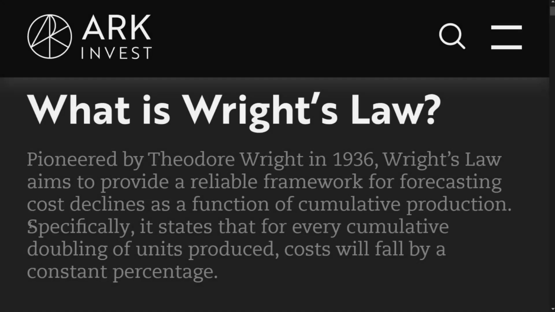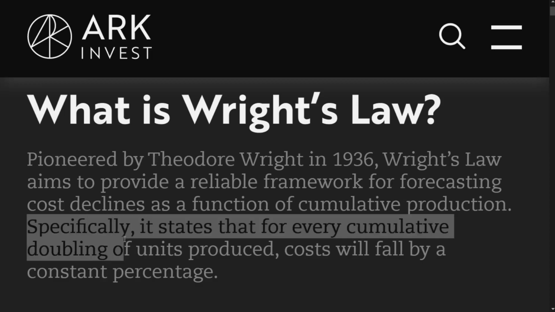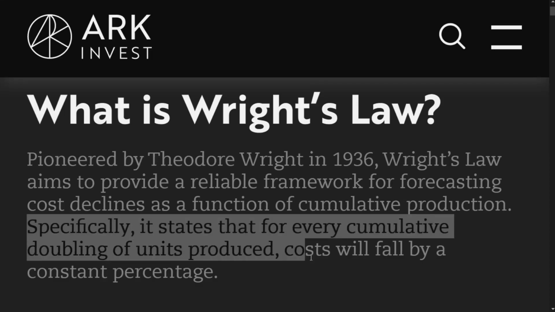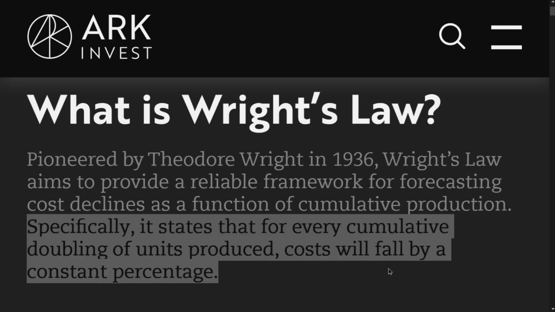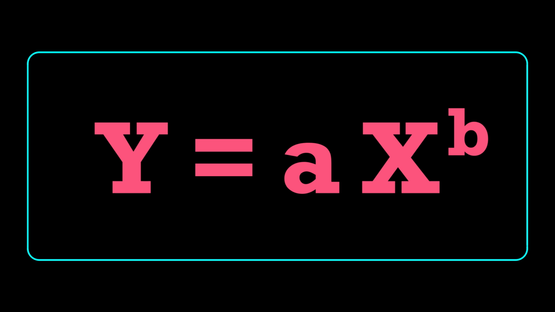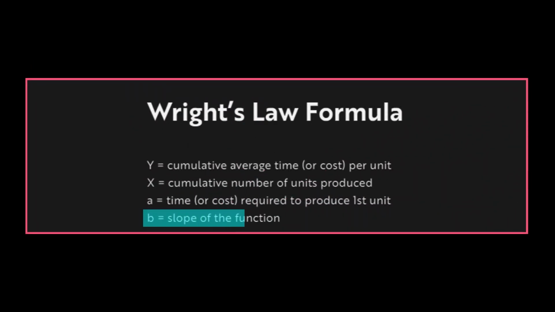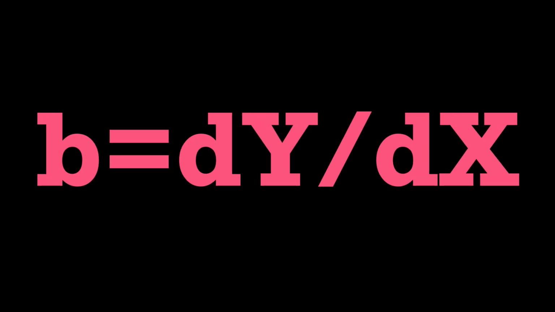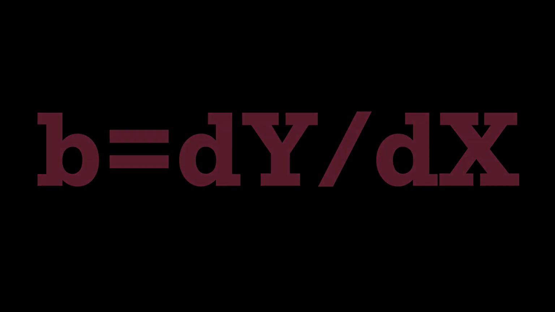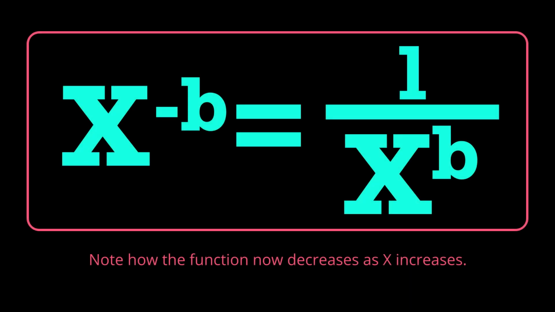Now, to clarify, Wright's law itself is perfectly intact. The idea that for every cumulative doubling of units produced, costs will fall by a constant percentage remains true as ever. My problem lies with this: y equals ax to the b. Where I was struggling was with b. ARK gives this as the slope of the function, which to me sounds like it should be dismissed as nonsense. However, if we describe it with the more formal definition of the derivative of the function, we find that surprisingly this actually has legitimacy. So long as b is negative, the formula works.